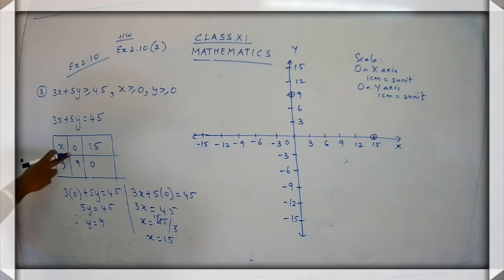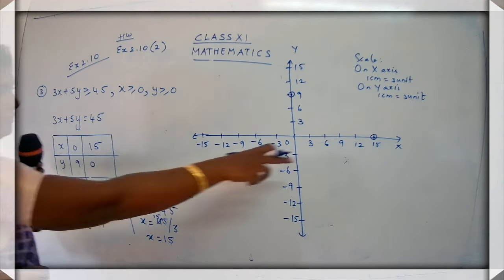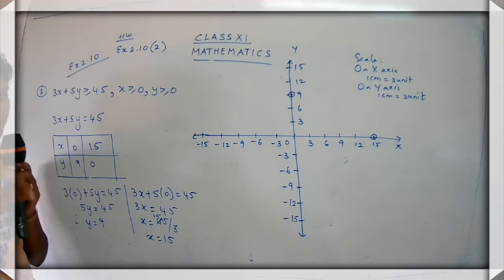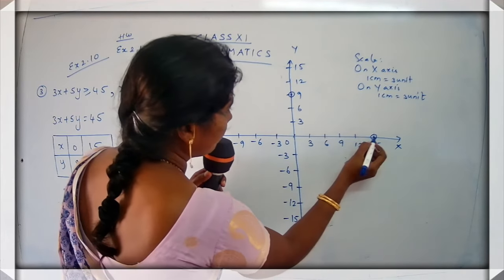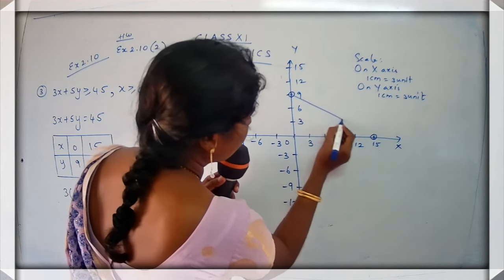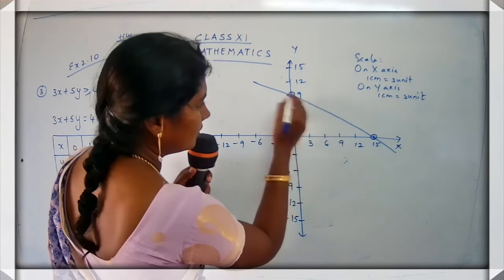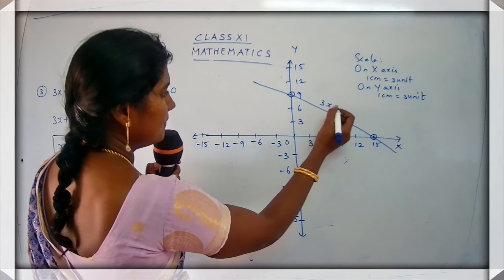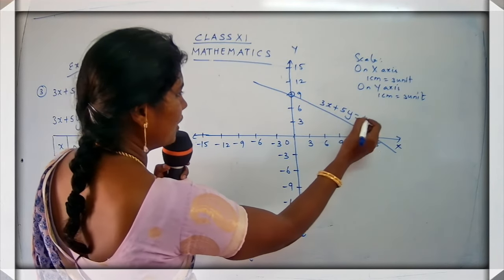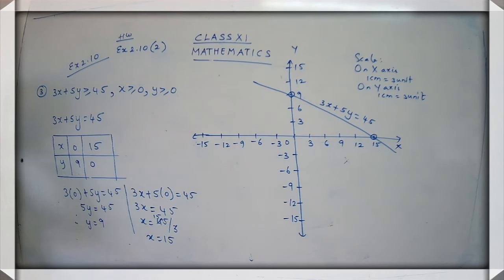So I have plotted 0, 9 here and we have plotted 15, 0 over here. Now you are going to join these two points. Okay, so I have just drawn a line and you have to write down here, this is 3x plus 5y is equal to 45. Mention the equation over there, 3x plus 5y is equal to 45.